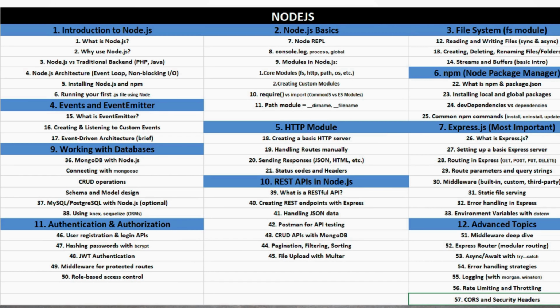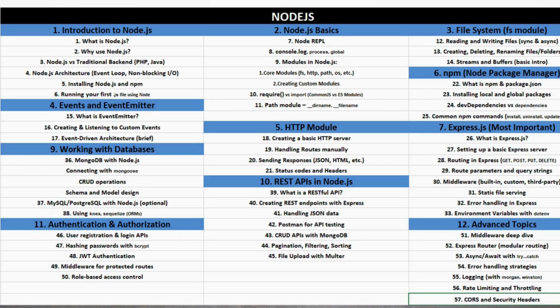Then working with databases, we will include the databases and some CRUD operations we are going to implement, and REST APIs in Node.js. So in REST APIs, mainly working with Postman and CRUD APIs and pagination, and these are the topics we are going to learn. Then we will implement authentication in our project using user registration and login APIs, hashing the password, introduction of JWT authentication and middleware for protected routes.